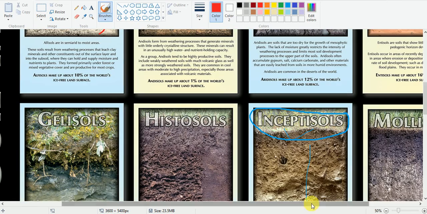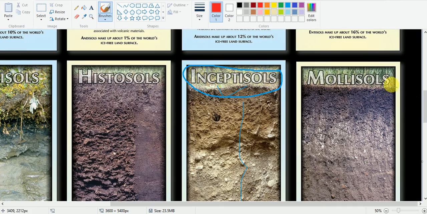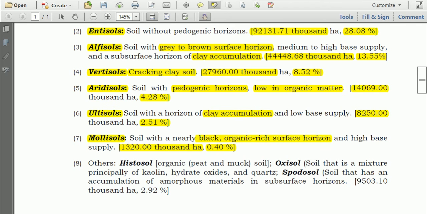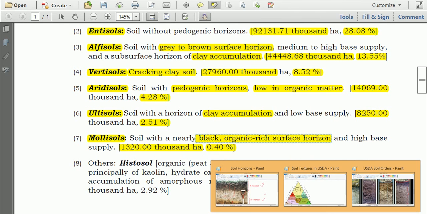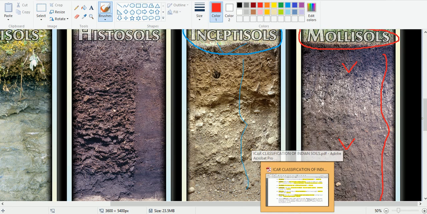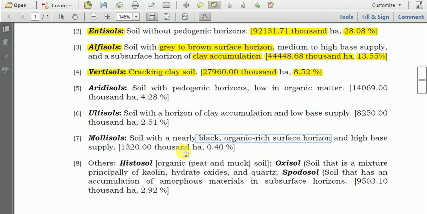Mollisol is here. This is Mollisol, and see the color. As mentioned here, it has a nearly black organic-rich surface horizon. Just see here, see the color. This is Mollisol.